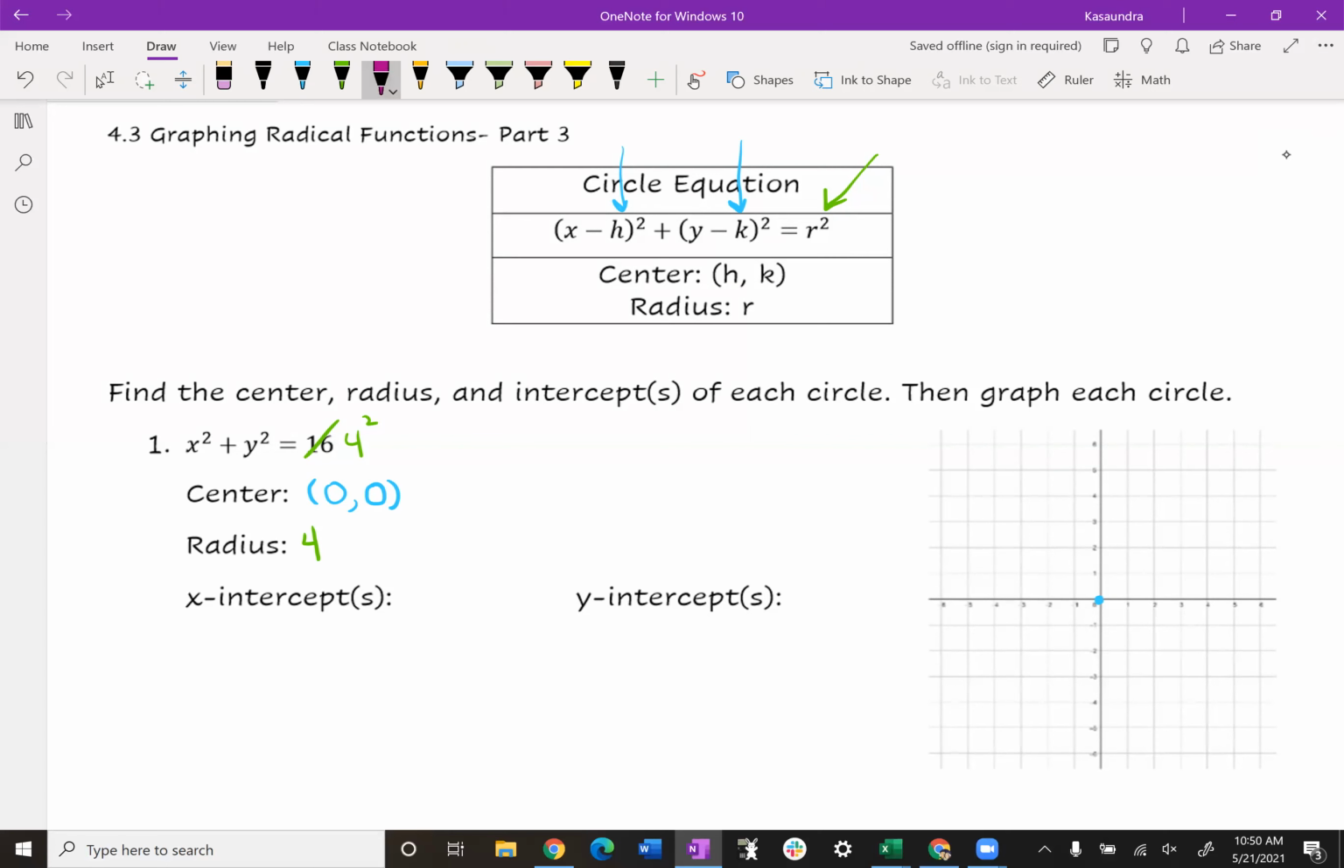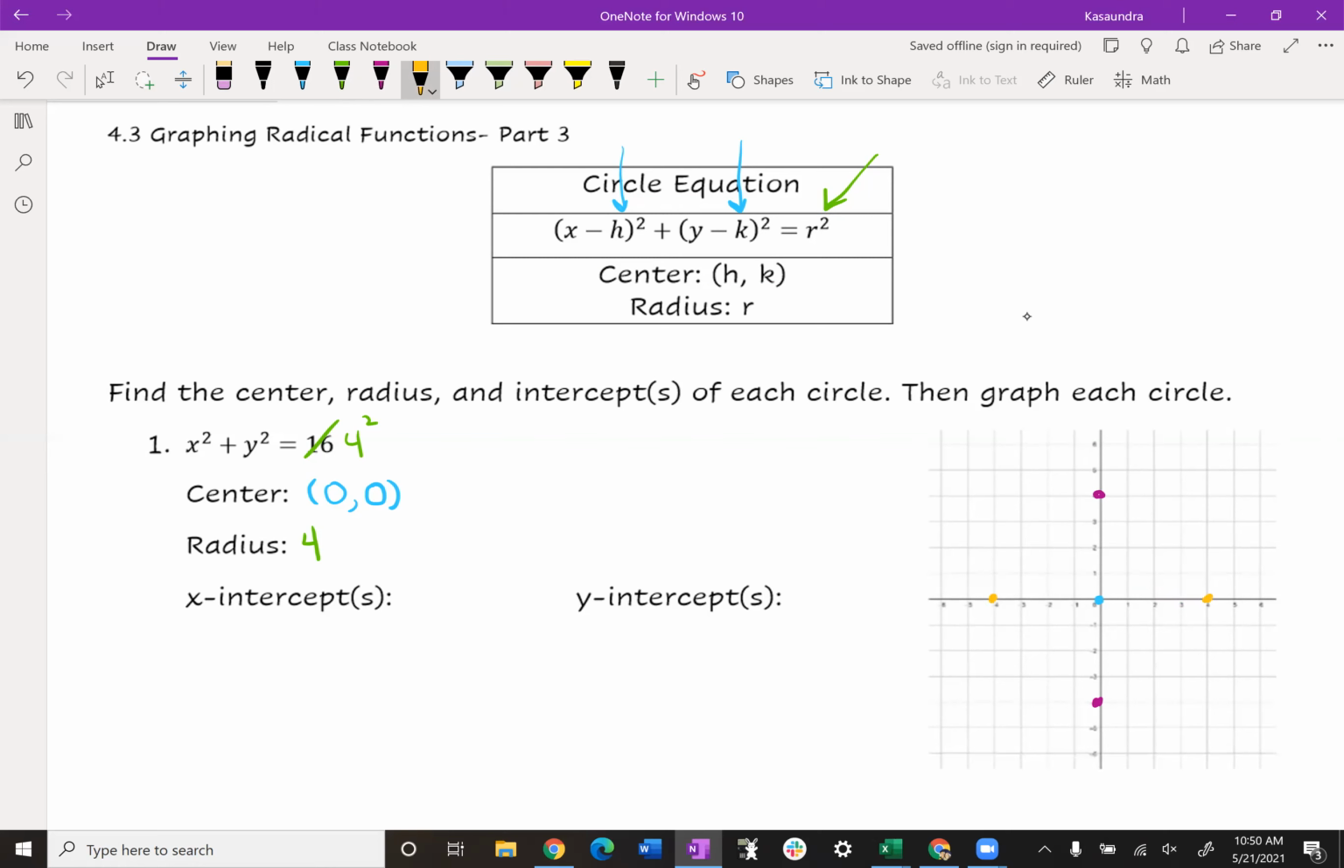I actually could probably do that without some algebra right now. Like I said, I have to go 4 above. 1, 2, 3, 4. There's my y-intercept, and if I go a distance of 4, again, the radius of 4, 1, 2, 3, 4 below, I get another, there's my 2 y-intercepts. My x-intercepts are going to go horizontally, but still the same radius. 1, 2, 3, 4. Okay, so that one is landing at (4, 0). And if I go 4 to the left, I get (negative 4, 0).